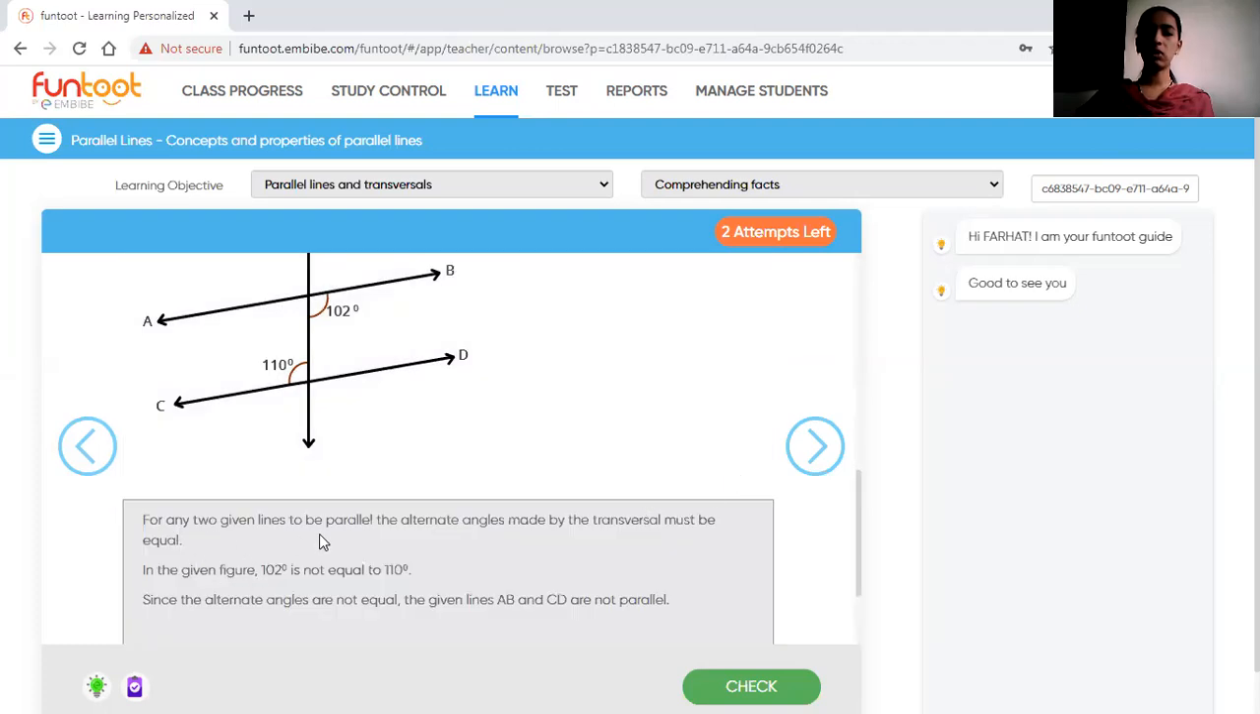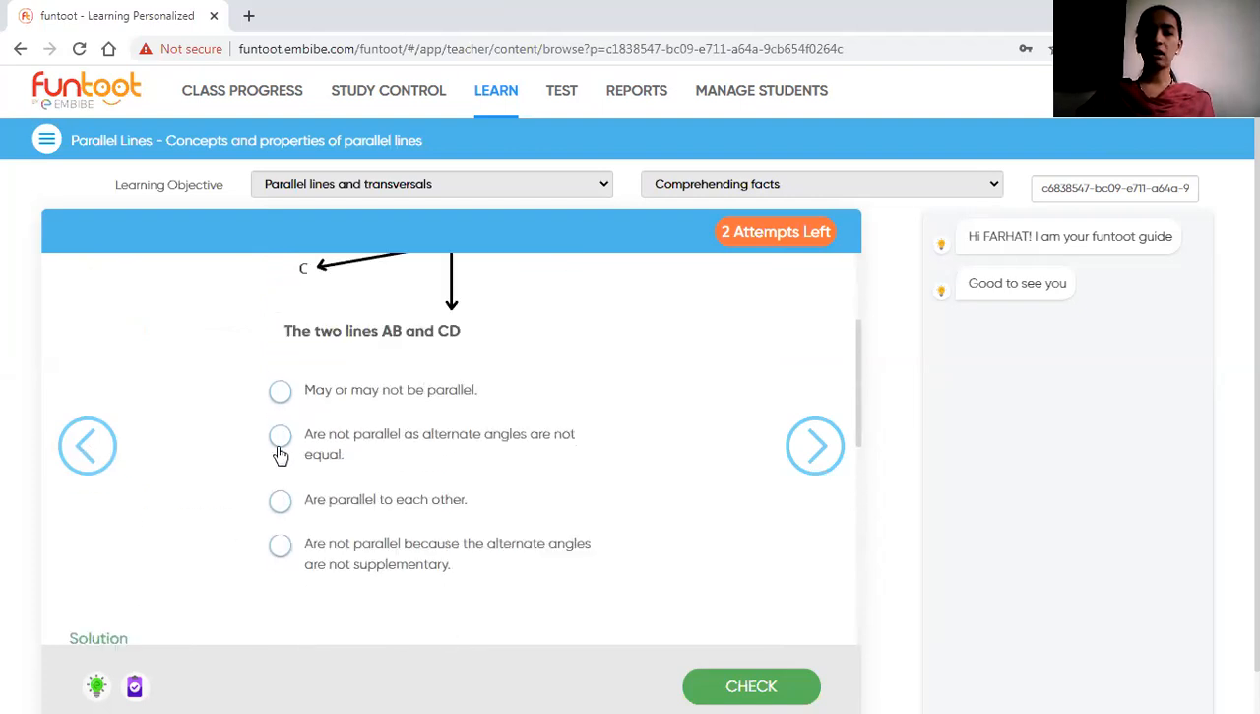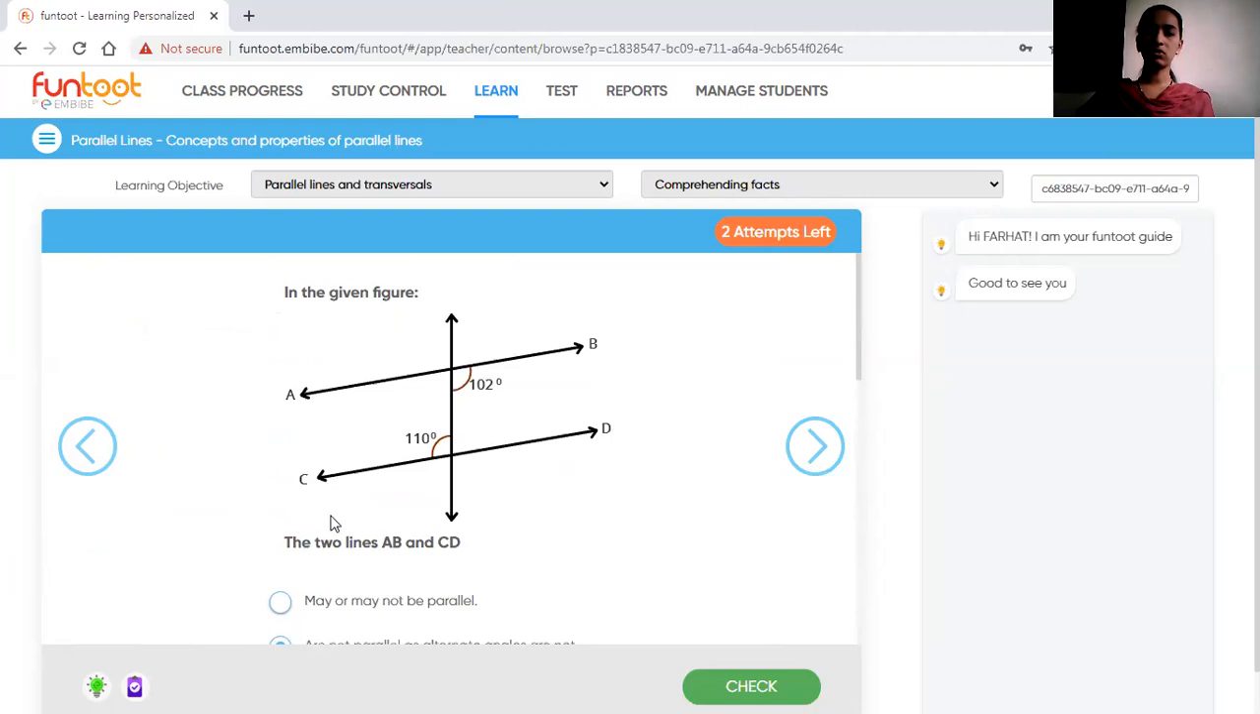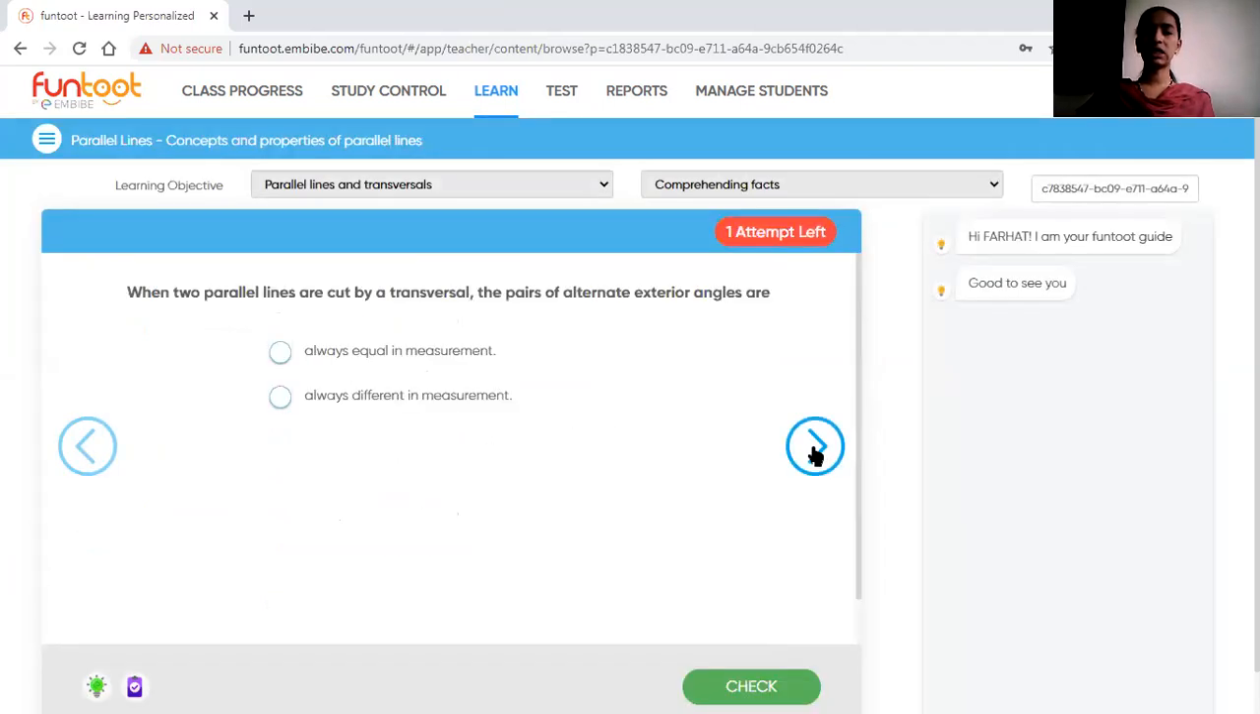For any two given lines to be parallel, the alternate angles made by the transversal must be equal. But here in the example, they are not equal. So the given lines AB and CD are not parallel, because alternate angles are not equal. The second option is the correct one. Okay, students, understand? You can also solve these examples at your home.